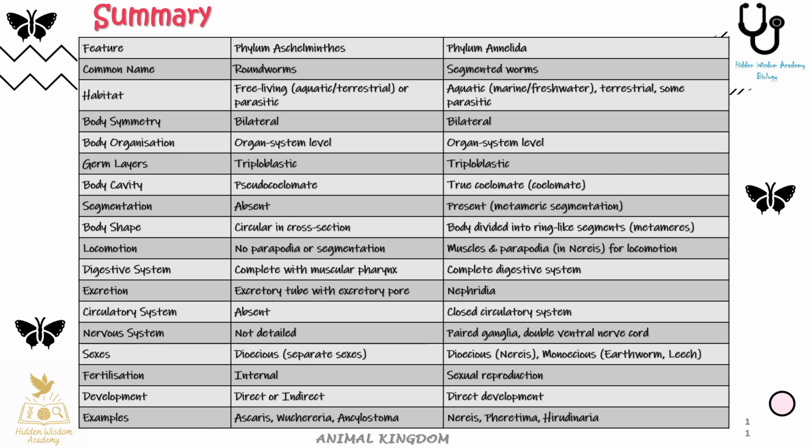Let's quickly revise Phylum Aschelminthes and Phylum Annelida. Aschelminthes are commonly called roundworms, while annelids are segmented worms. Aschelminthes may be free-living or parasitic, whereas annelids can be aquatic, terrestrial, or parasitic. Both show bilateral symmetry. They have organ system level organization. Both are triploblastic. But Aschelminthes are pseudocoelomates, while annelids are true coelomates with metameric segmentation.